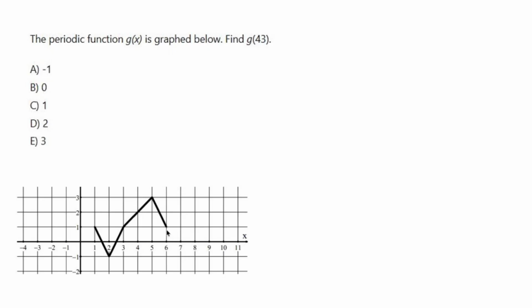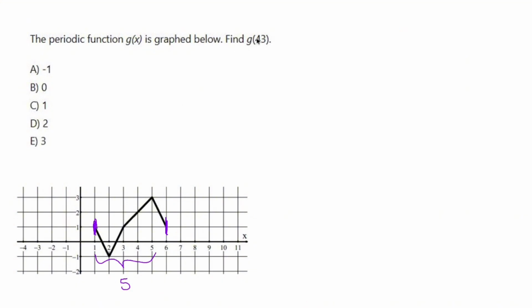The periodic function g of x is graphed below, so this is going to repeat the same exact way. I'm not even going to attempt to draw it, but it's going to repeat the same exact way every however many. What is g of 43? Well, the period of this guy is going to be 6 minus 1, which is 5, which means this whole process repeats every 5 units.